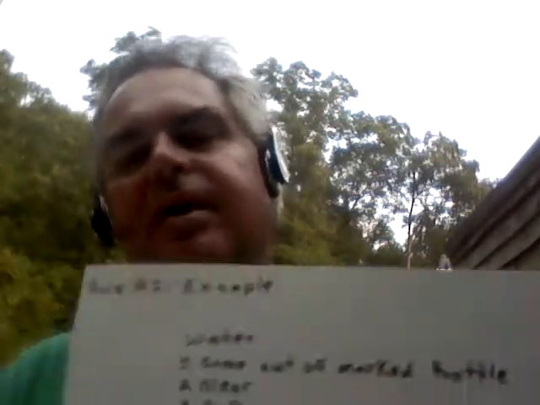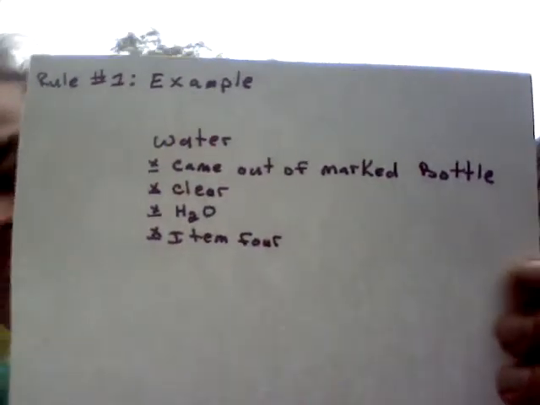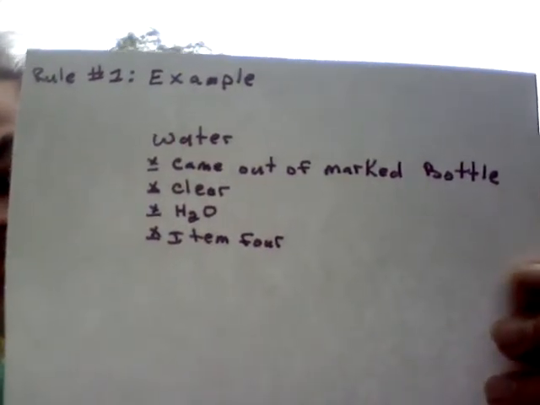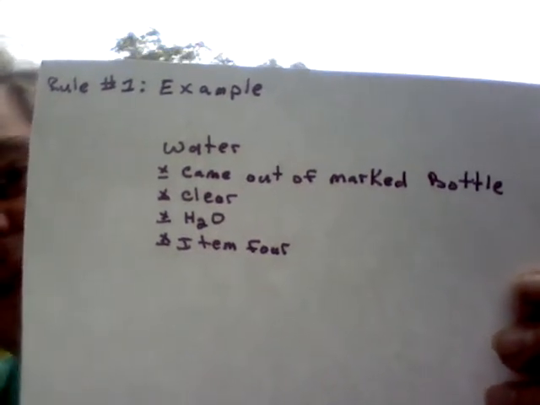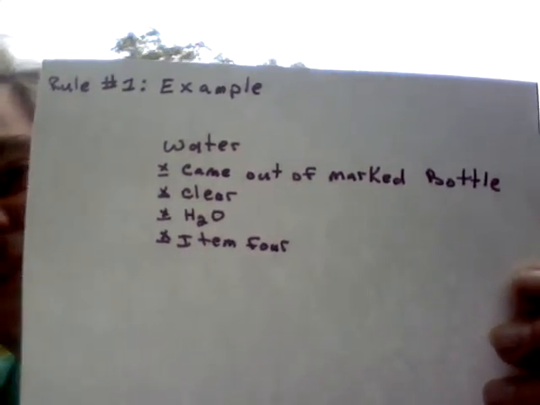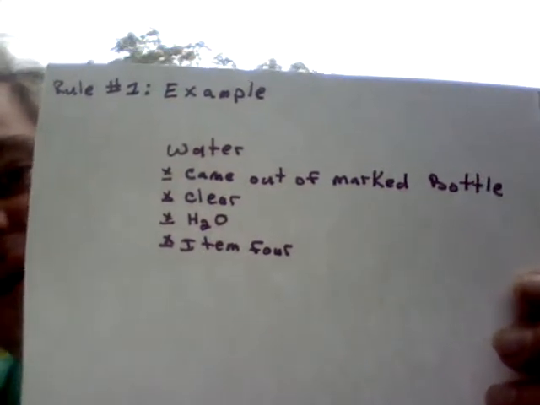And the example I have here is that of water. Normally you check the first 3 or 4 items on the list, and you ignore the rest of them. There could be hundreds of items on the list. As far as water goes, it came out of a marked bottle, it's clear, and it can be scientifically defined as H2O. Normally you can assume that those 3 items are correct. It's what you're looking for.